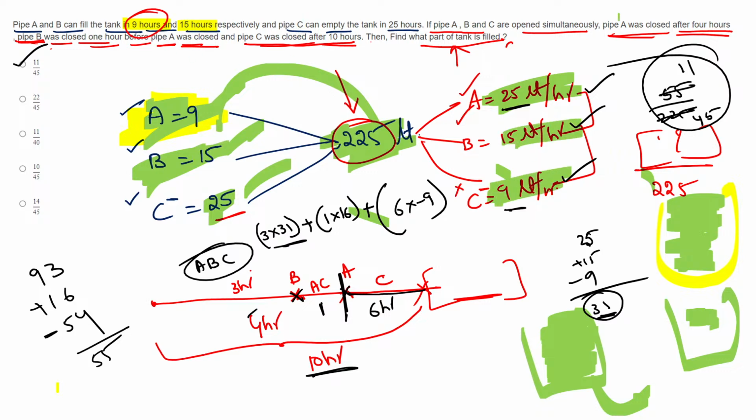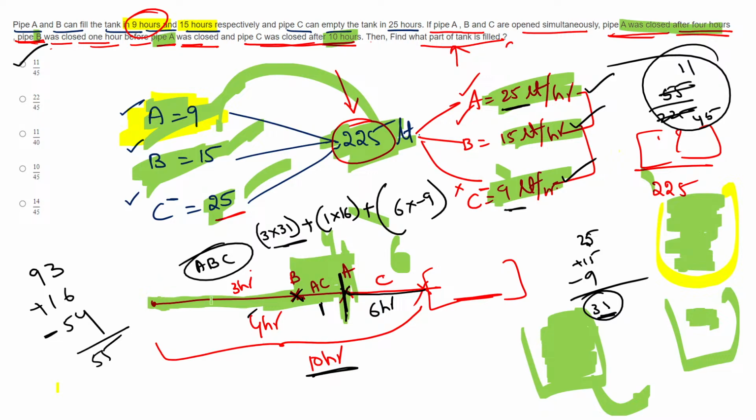Now see here, they are closing A after 4 hours. That means after starting, after 4 hours you are closing A somewhere here. He is saying you are closing B 1 hour before A, that means here you are closing B. That means there is a gap of 1 hour between A and B. And you are closing C after 10 hours. After 10 hours means, since we are closing A after 4 hours, you have 6 more hours gap. You need to find the filled part of the tank.